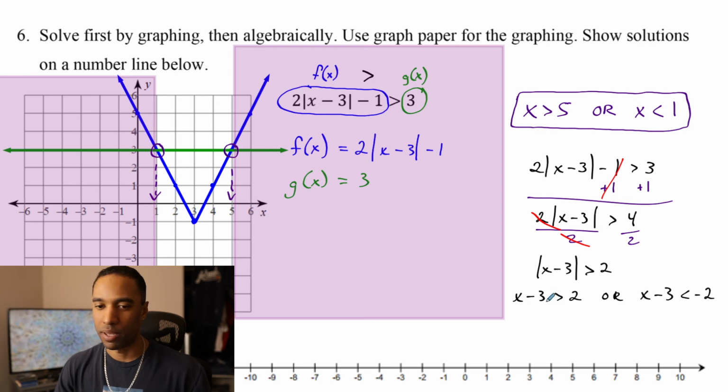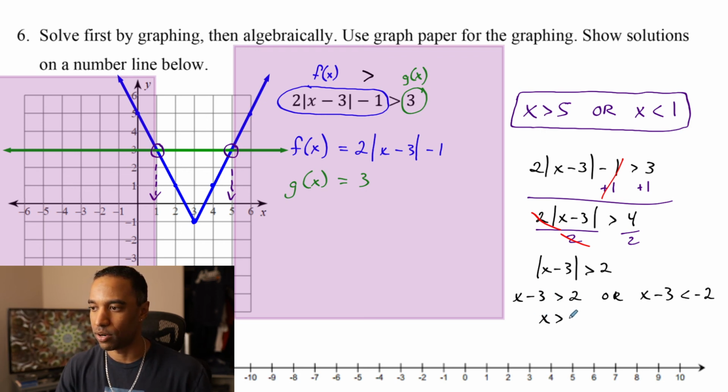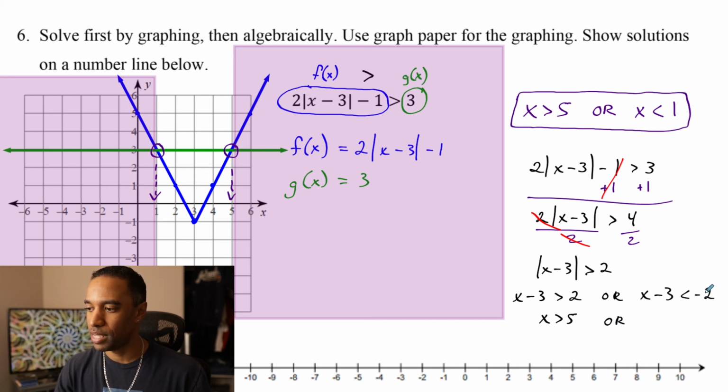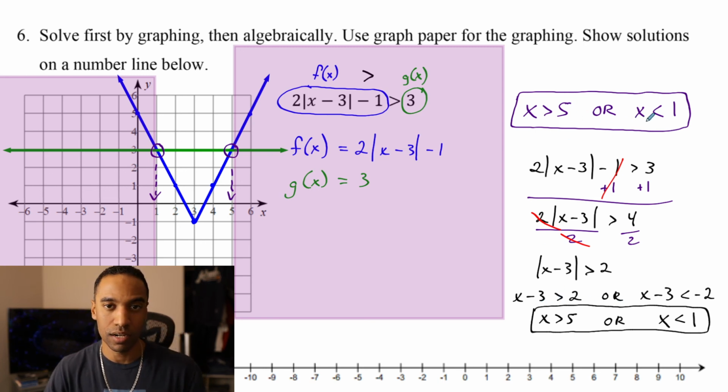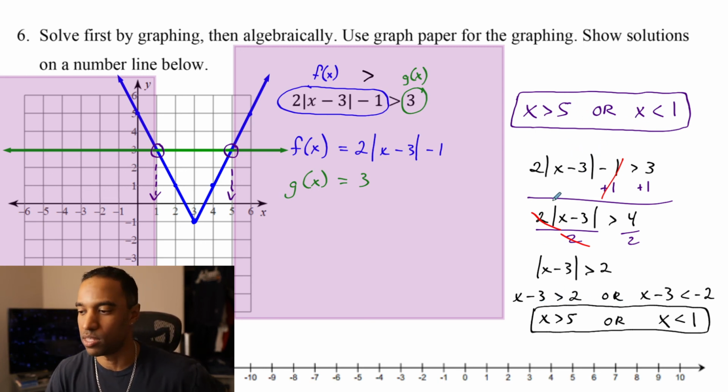I'm kind of running out of room, and I'm kind of running out of time here. As I add 3 to both sides, I'm going to get x is greater than 5 here, or as I add 3 here, negative 2 plus 3 is positive 1, x is less than 1. So there we go, x is greater than 5 or x is less than 1. It seems to match what I wrote right here, and it should be. That's going to be the same thing.